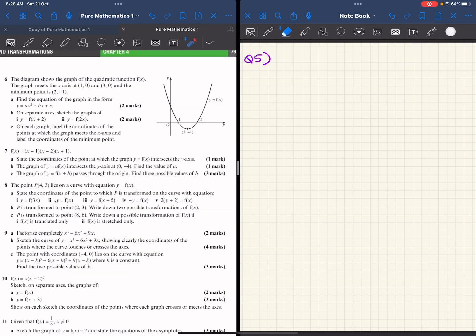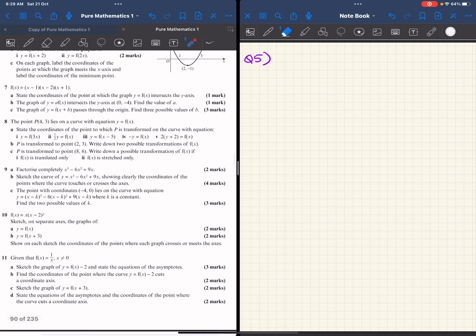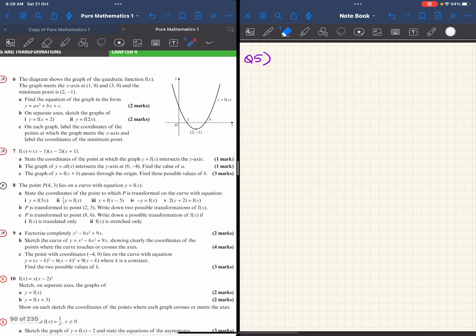Question 6. The diagram shows the graph of quadratic function f(x), which is given here. The graph meets the x-axis at (1, 0), (3, 0). So these are the x-intercepts. And there's a minimum point given, which is (2, -1). Find the equation of the graph in the form of ax squared plus bx plus c. Since it's quadratic, it's going to be a square equation.